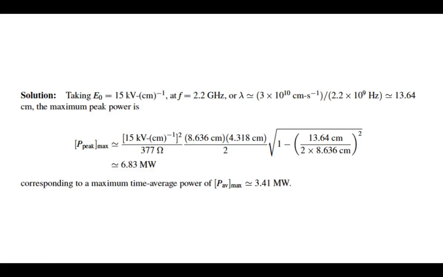For the higher end of the frequency spectrum, instead of dividing by 2.2, we would divide by 3.3, which would give us a slightly lower number here for the wavelength, which would make this factor smaller, which would actually make our peak power slightly bigger. Then to find the maximum time average power, we would take, as you know, 1/2 of the peak power, because the peak power would be the maximum of the sinusoidal wave, and then the average power is half of that.